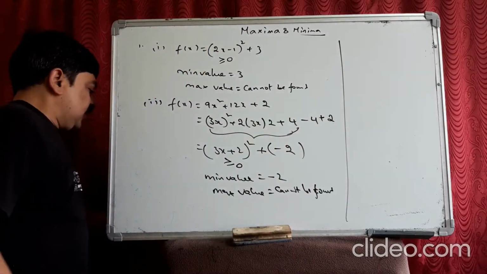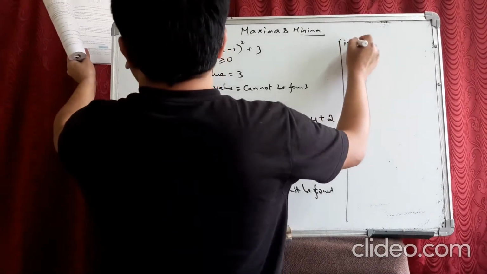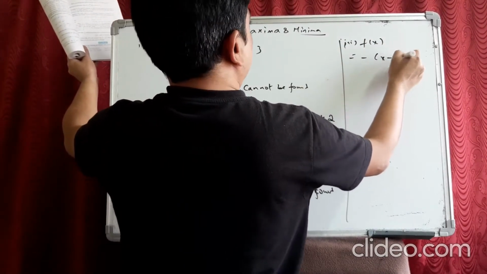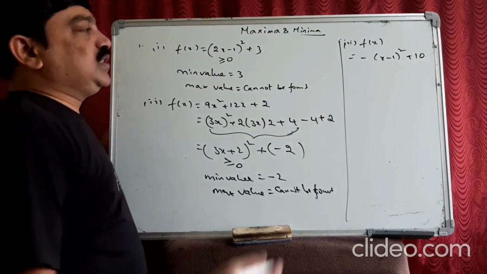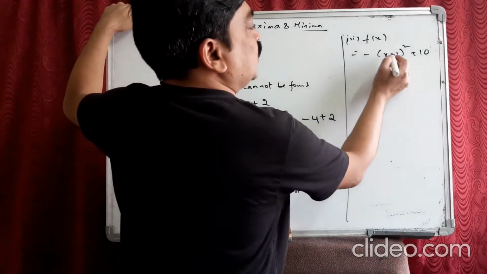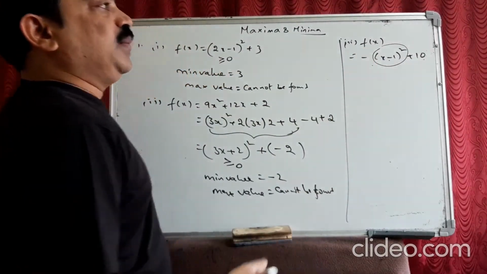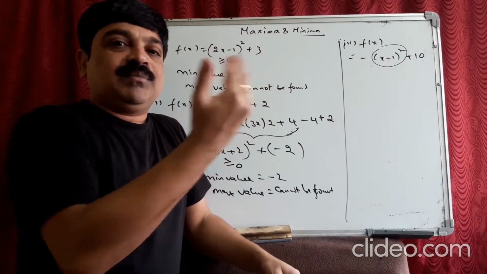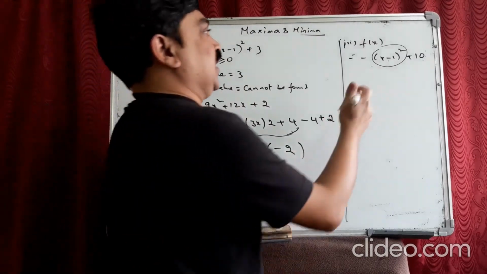Understood? In the same way, third problem: f of x is equal to minus (x minus 1) whole square plus 10. See what is happening here? The whole square is positive, no doubt, and it is 10 minus a positive value. That means it is decreasing from 10. It is 10 minus 1, 10 minus 2, or you can write it like this also.